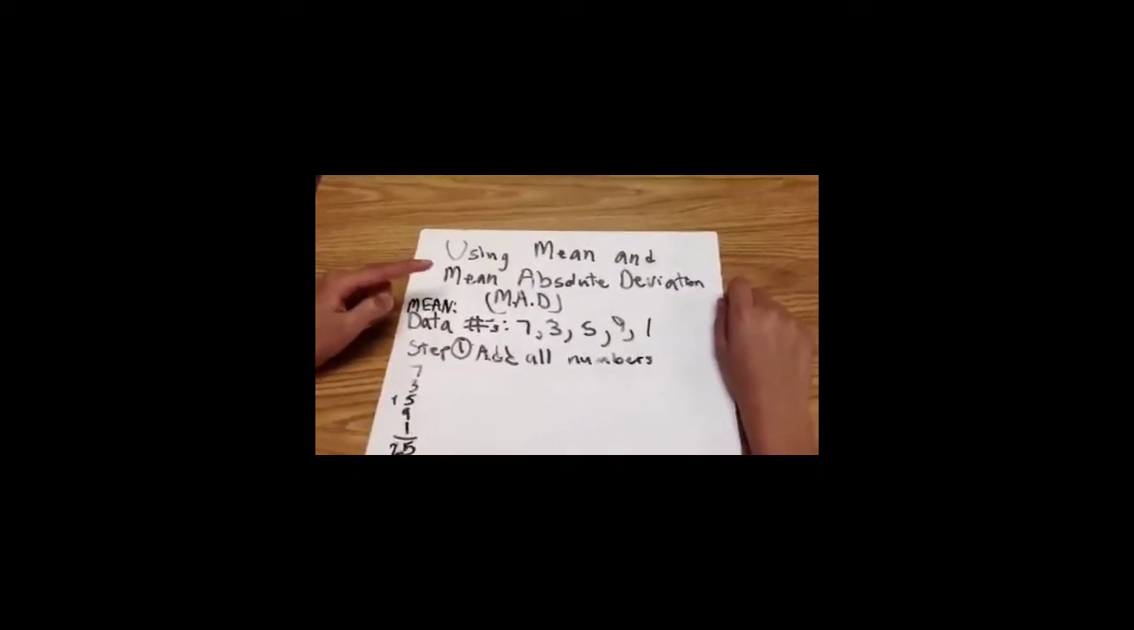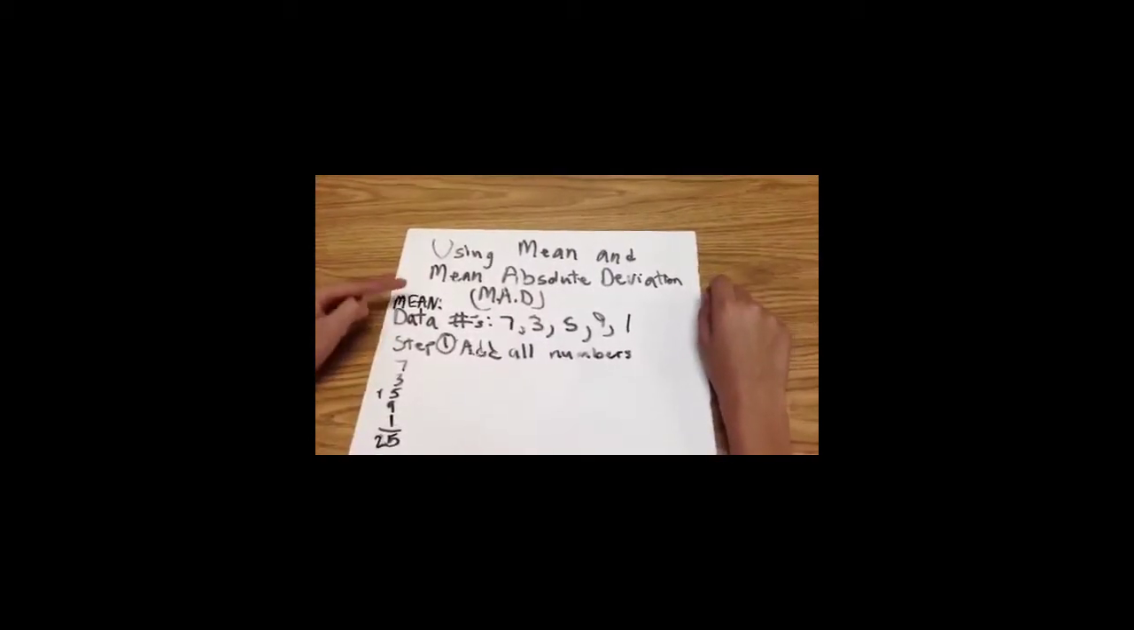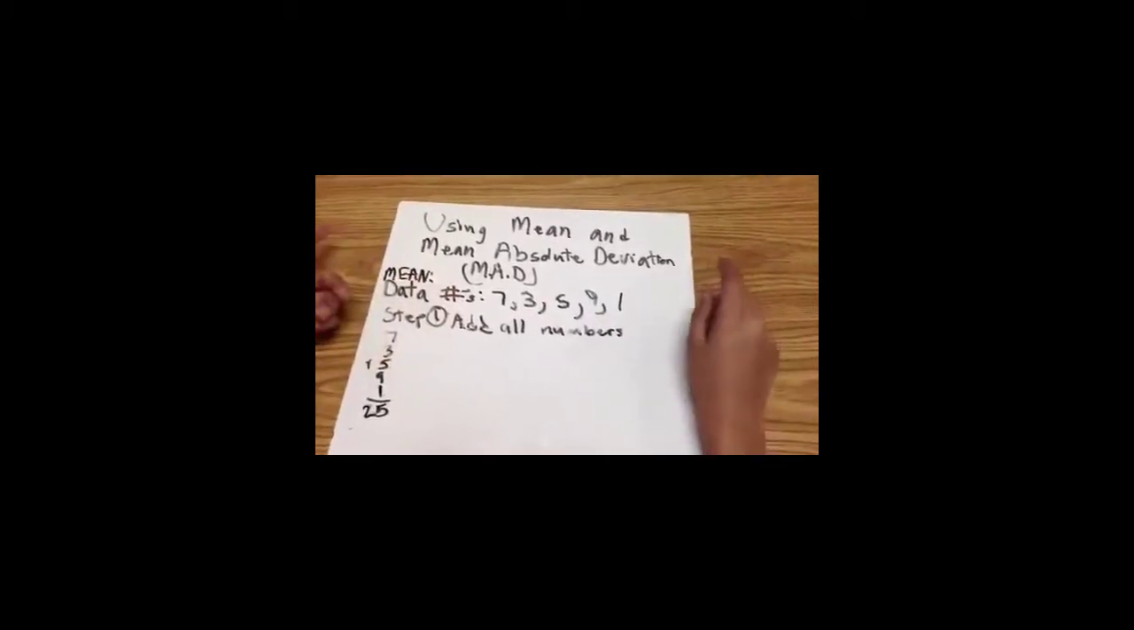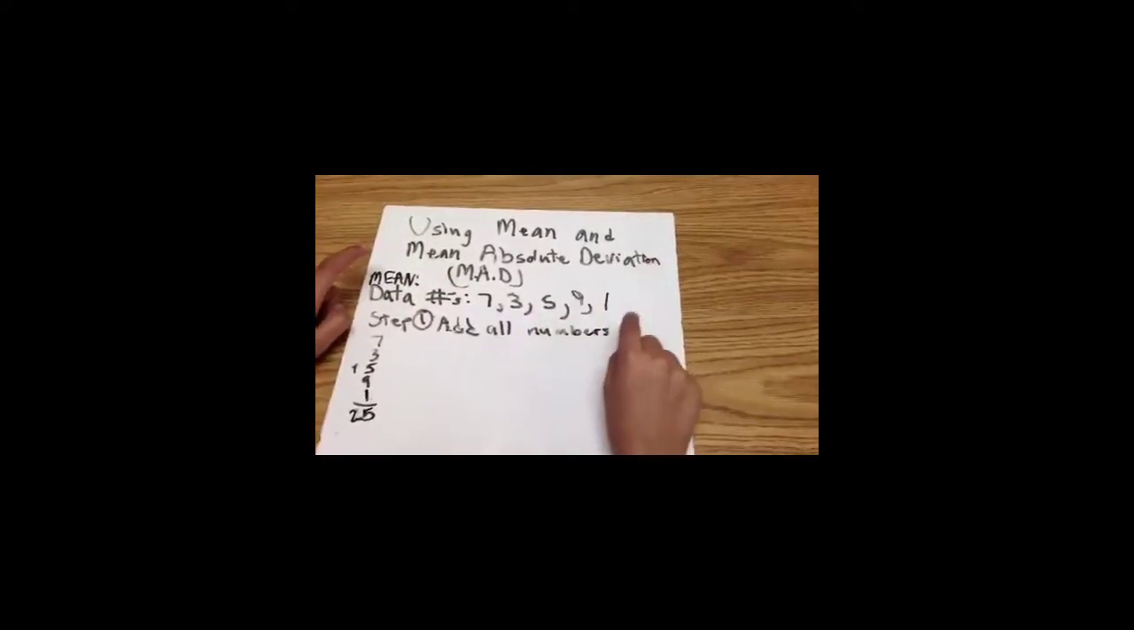Today we will be finding the mean and the mean absolute deviation, also known as M.A.D. We will first be finding the mean. Now for the mean you will need to know the data set numbers. In this case they would be 7, 3, 5, 9, and 1.